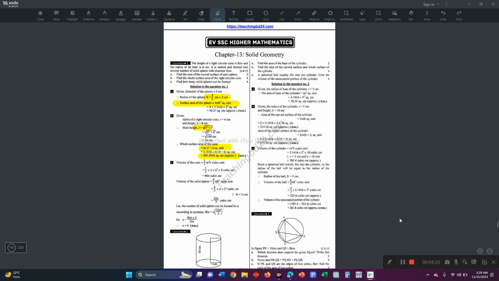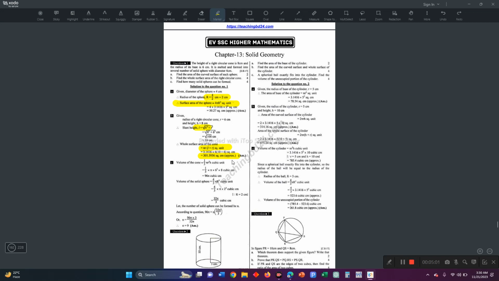Now the third one, that is the C part. If it is melted and formed into several solid spheres with diameter 4, that means the right circular cone has been transformed into spheres, then how many spheres have been formed? So we have to determine the volume of the cone first, then the volume of the sphere, then we will make an equation that the volume of the cone has been formed into a number of solid spheres. Then we will get the value of n, the number of solid spheres. That has been done here. As we know, the volume of the cone is pi r square h by 3.